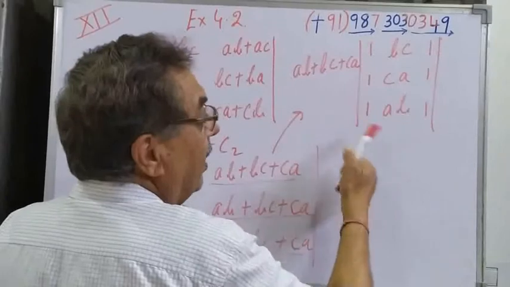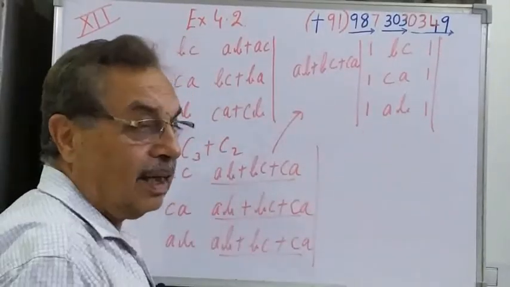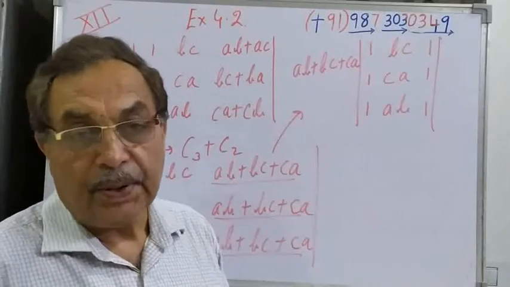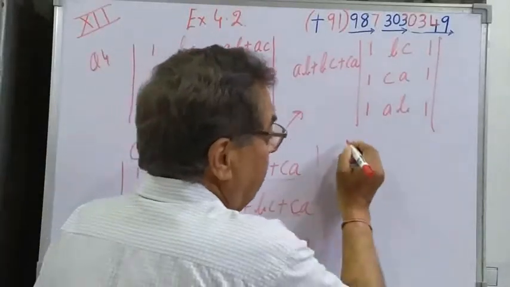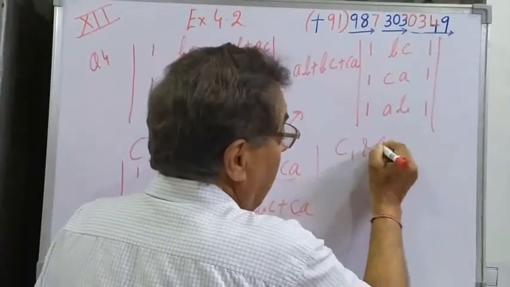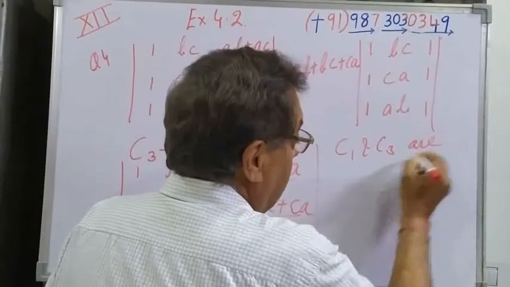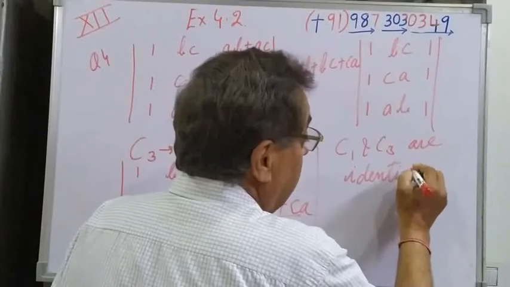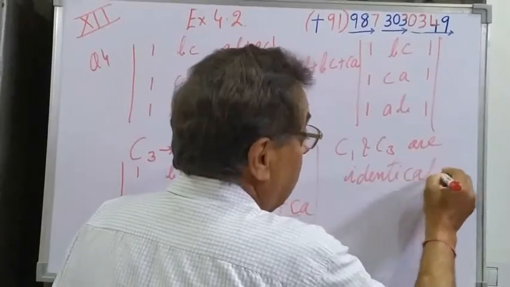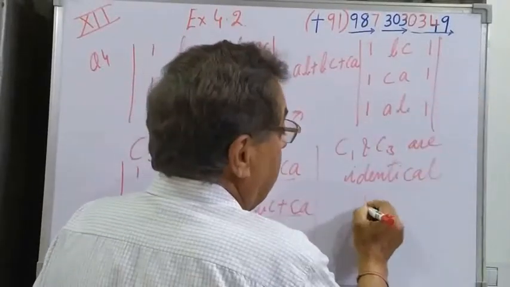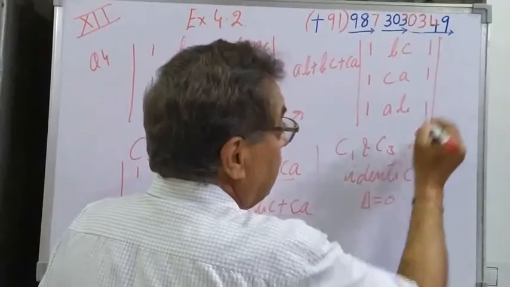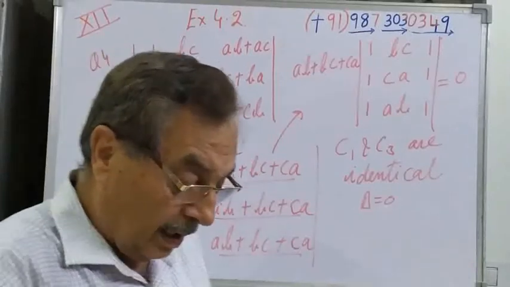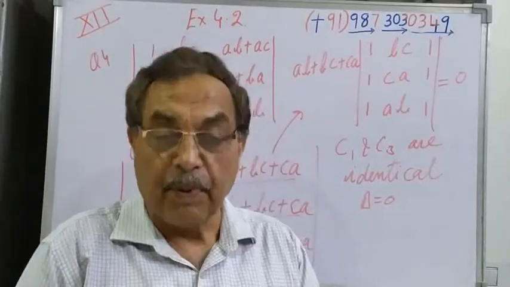Now C1 and C3 are identical. So that means the determinant reduces to 0. So what can be written is, C1 and C3 are identical, so this determinant is equal to 0. Hence it is also proved.